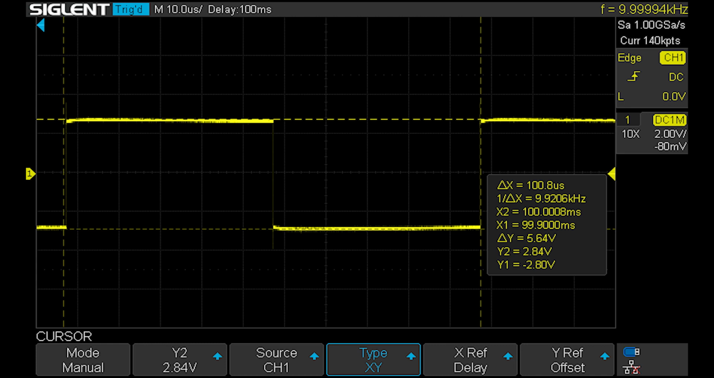In this screenshot, we have the measurements of the signal provided by the function generator. We have the operating frequency, which is 10 kHz. We have other measurements, such as the total duration of the signal, which is 100.8 microseconds, which equates to 10 kHz. And then we have the amplitude, which is 5.64 volts. And we can see that we have a very even 50% duty cycle, which means the on state has the same duration as the off state.